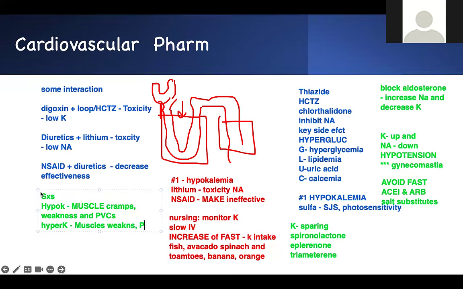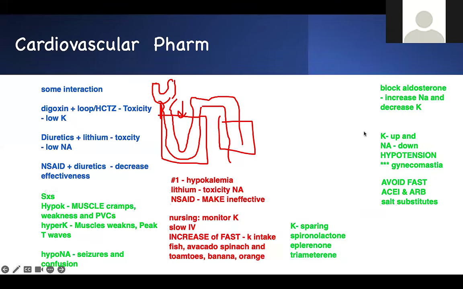So muscle weakness. And then when you look, you see peaked T waves. If it's hyponatremia, because your sodium is low, you're going to have seizures and confusion. So those are the symptoms that you may see in your exams, confusion mostly if it's related to hyponatremia. Okay. And these are the things, if you know them, most diuretic questions are going to be easy.